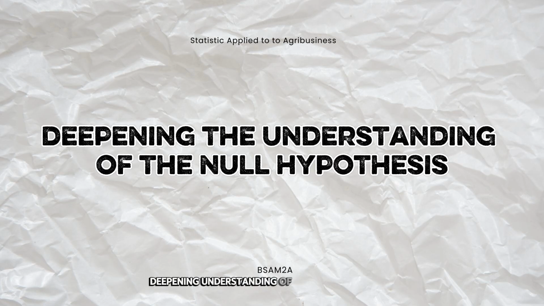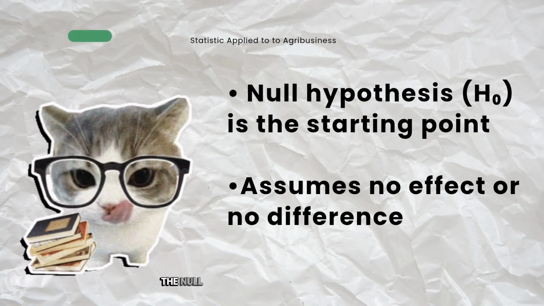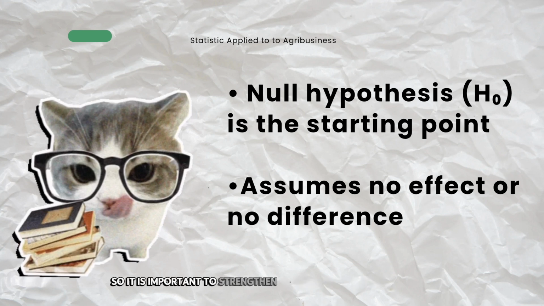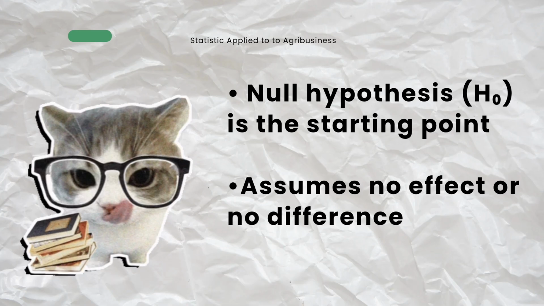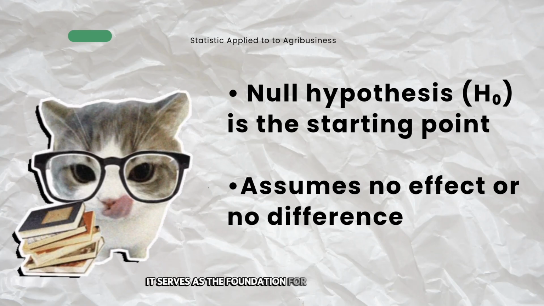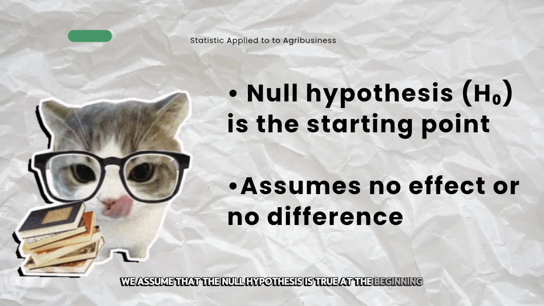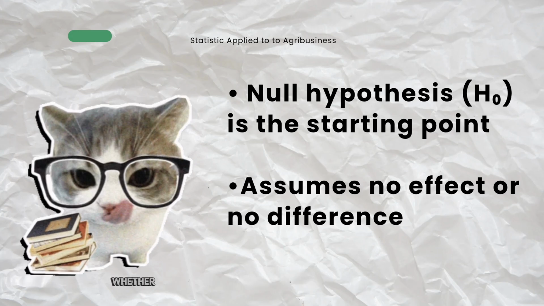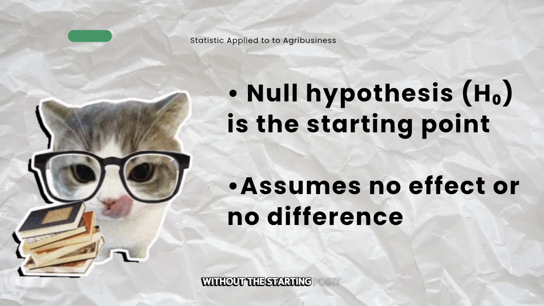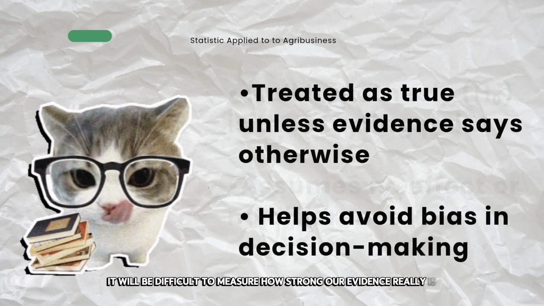Deepening understanding of the null hypothesis. The null hypothesis is often misunderstood, so it is important to strengthen our understanding of its role. It is not just a random starting point, it serves as the foundation for objective testing. In hypothesis testing, we assume that the null hypothesis is true at the beginning. This allows us to test whether there is enough evidence to challenge the assumption. Without this starting point, it will be difficult to measure how strong our evidence really is.